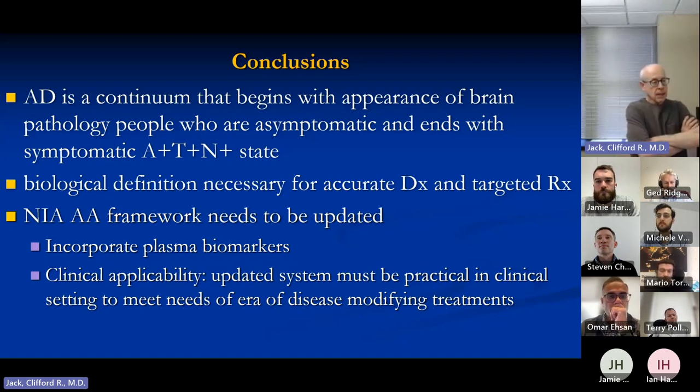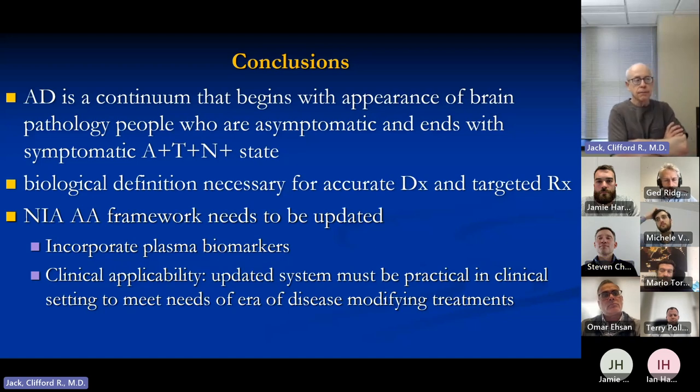And when I press people in the IWG group, their only fallback is, well, the risk of having positive biomarkers and being asymptomatic, the risk of developing symptoms is too low to consider it a disease. We don't want to upset people. But the reality is, you saw some of the hazard ratios. A hazard ratio of 60. Where in medicine do you see a hazard ratio of 60? People get excited if there's a hazard ratio of 2 or 3.